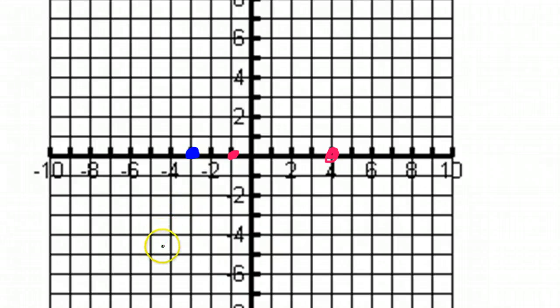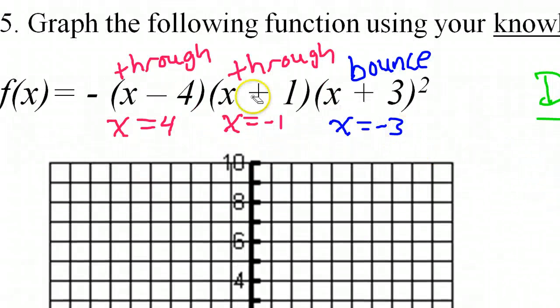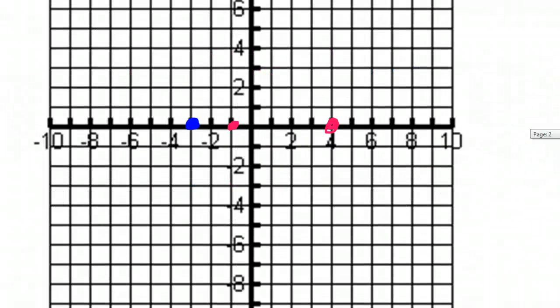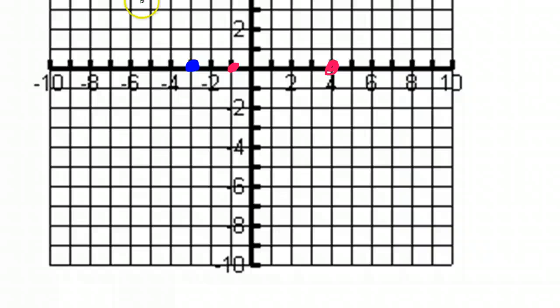So I'm going to start from down low, like this. I'm not going to make my hill too high though, because I have to curve right around and bounce. No, I lied. Okay, I got so distracted. I'm supposed to bounce at the blue one and go through at the pink ones. Remember, okay. One more time, bear with me.